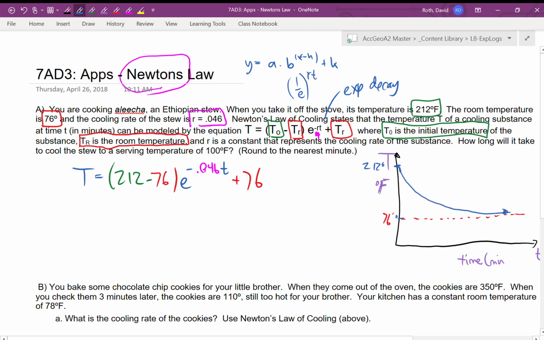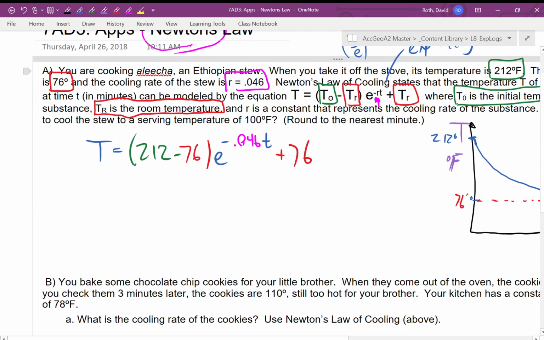Okay, how long will it take to reach a serving temperature of 100? Now this is a very practical application. Of course, people who cook all the time just know it because they've done it before and they can sense the temperature and the time. They know how many minutes they need to pull it off the stove. But for us, we don't know that. So I want a serving temperature of 100. Do I have another color left? Anyway, make it green. 100 degrees, I'm going to plug right in there.